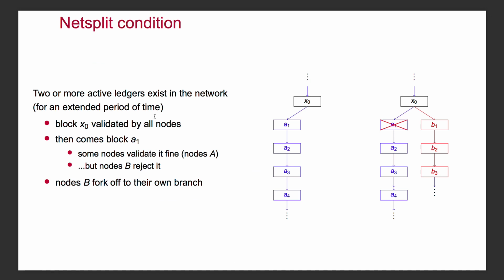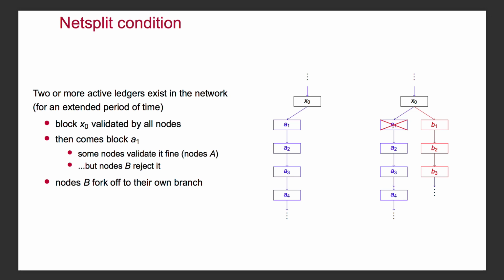So these are the net split conditions. How could it happen? Suppose the tip of the blockchain is block X0, so there is no net split until block X0, and then come A1 and some blocks after A1, and they get validated and integrated into the chain. However, due to some reason, nodes B can't process this block A1. They could be in a different state, or they may be using a different implementation. For example, A nodes may be using a C++ implementation, and B nodes are using a Python implementation, and they don't exactly agree on what a valid block is.